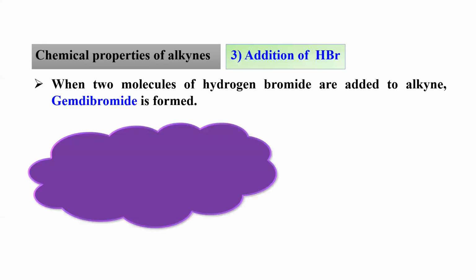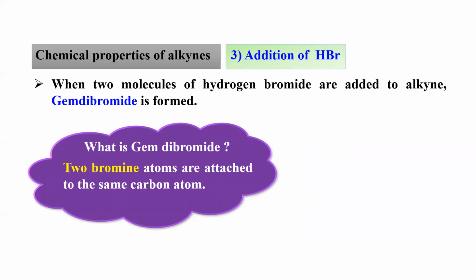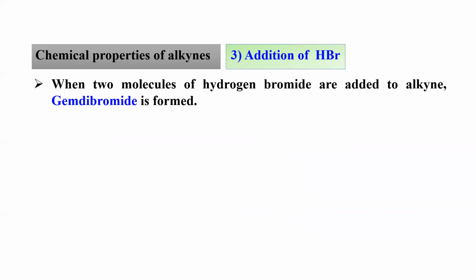Addition of HBr, so hydrobromination or hydrohalogenation. We studied this under alkenes as well. When 2 molecules of hydrogen bromide are added to an alkyne, a gem dibromide is formed. Now, what is a gem dibromide? A gem dibromide is a dibromide where 2 bromine atoms are attached to the same carbon atom.